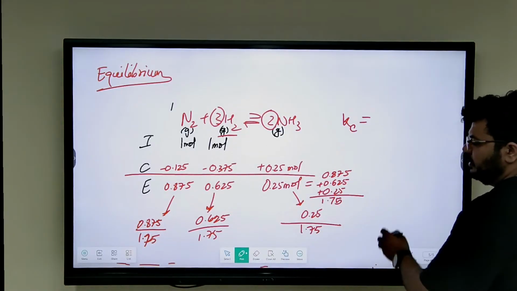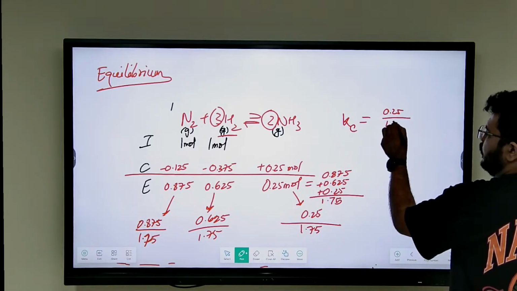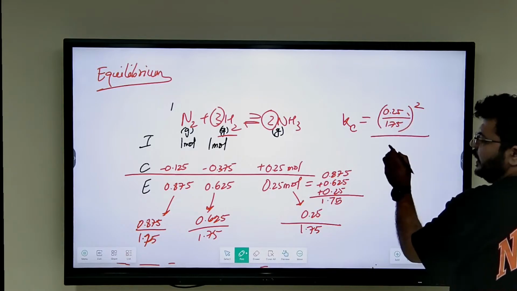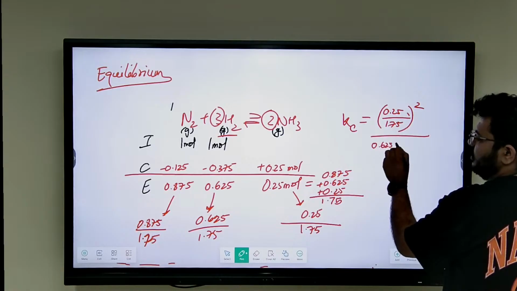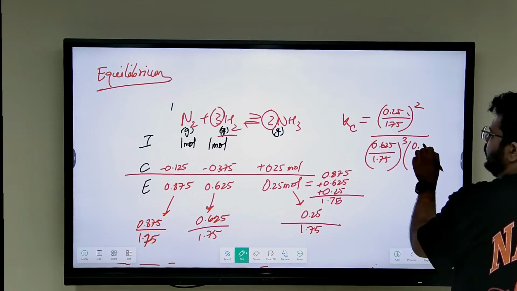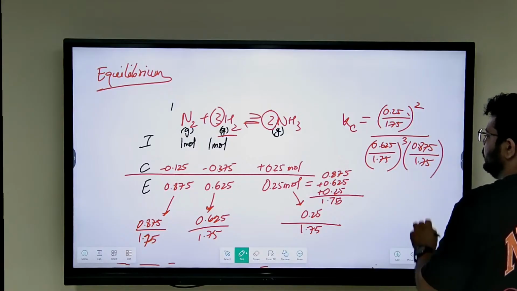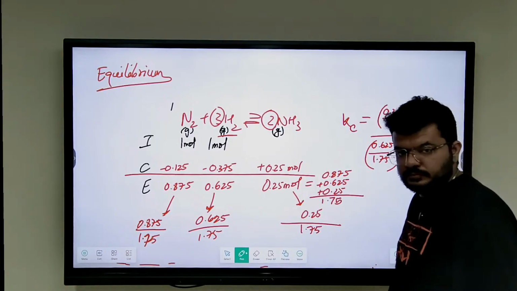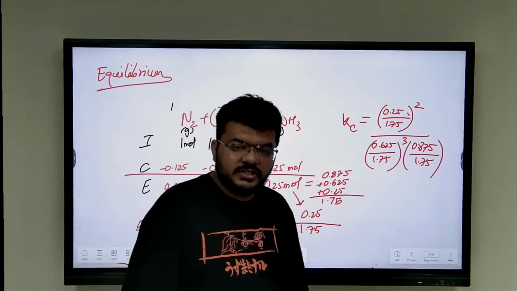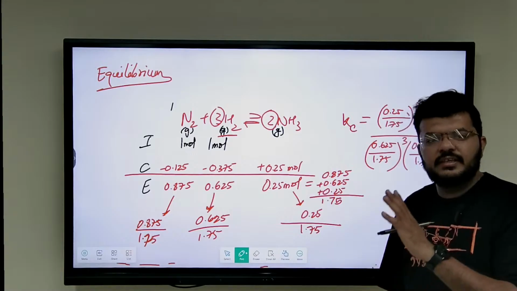Kc will be 0.25 upon 1.75 raised to power 2 divided by 0.625 upon 1.75 raised to power 3, 0.875 upon 1.75. Can we use direct mole fraction in Kc? Don't you need to use volume to find concentration? So considering all of this happened in 1 dm cube, this is correct, right?